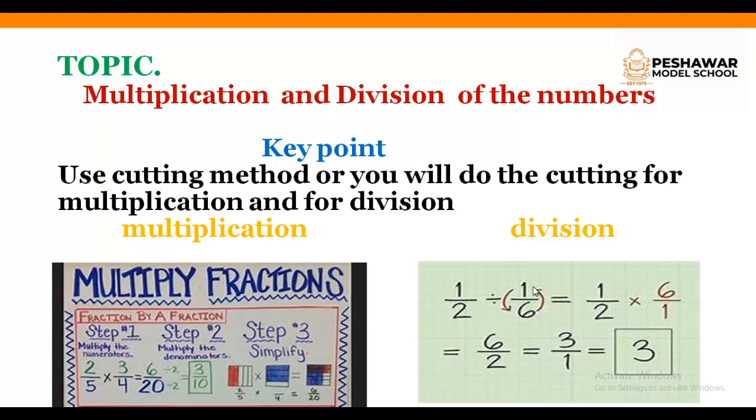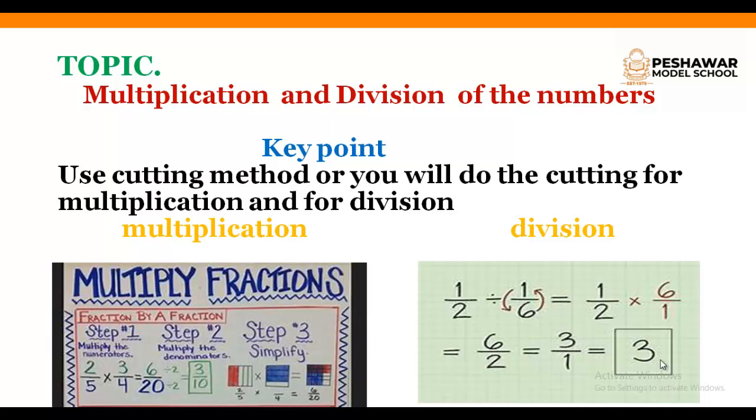Now move to the next one, that is division. 1 by 2 divided by 1 by 6. This is the question, and the next step will be 1 by 2. You have to take the reciprocal of the next fraction. The second fraction, 1 by 6, will change into 6 by 1. Now the equal sign, 6 by 2, 6 ones are 6, 2 ones are 2, so 6 by 2. Do the cutting, 2 3s are 6, 2 1 times 2, so the numerator is considered as the answer, that is equal to 3. This is an example of division.